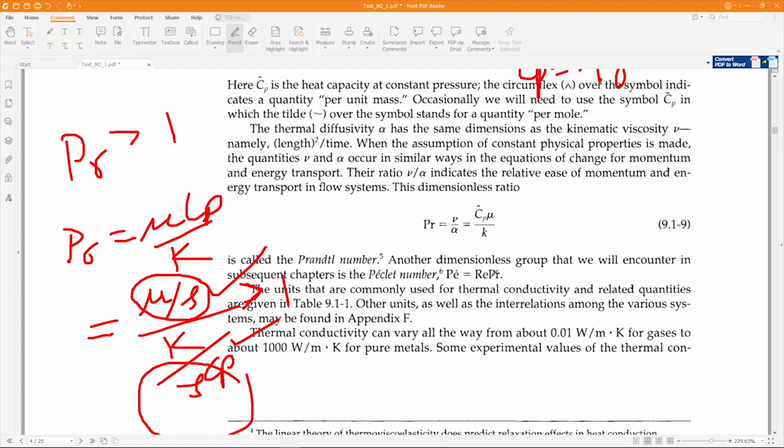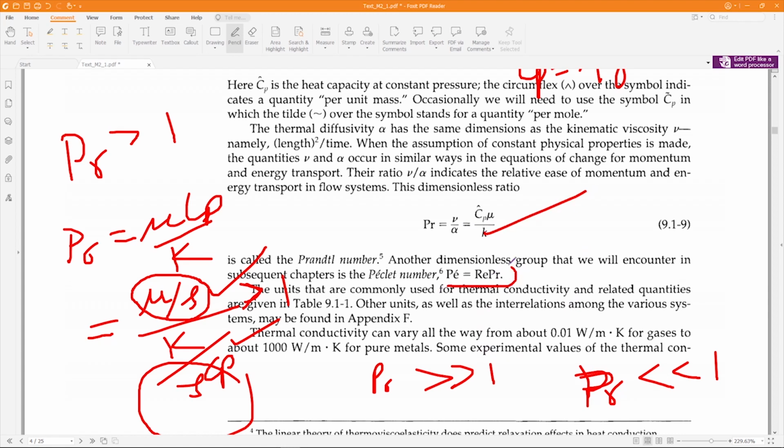Okay, so if this Prandtl number is very much greater than 1, you can neglect the heat transfer. You can assume that it is purely momentum transfer. Similarly, if Prandtl number is very much less than 1, you can assume that only heat transfer is taking place. There is no momentum transfer or fluid motion. Okay, so you know this, and you also know the Peclet number. It is nothing but Reynolds number into Prandtl number.